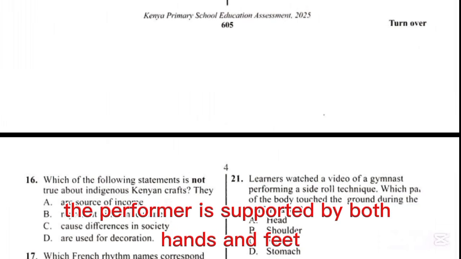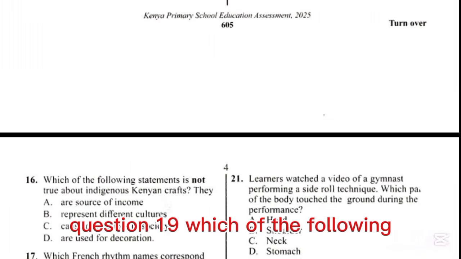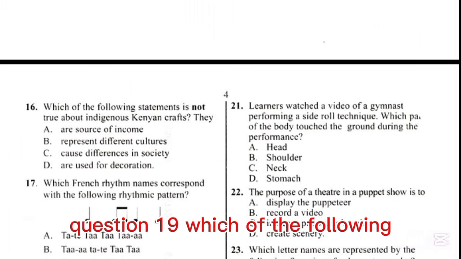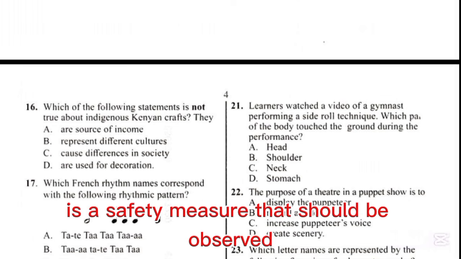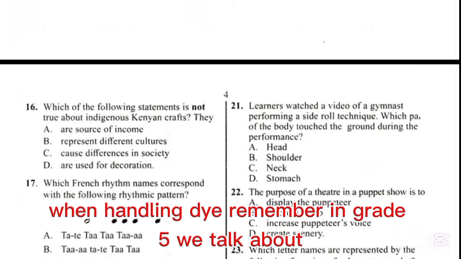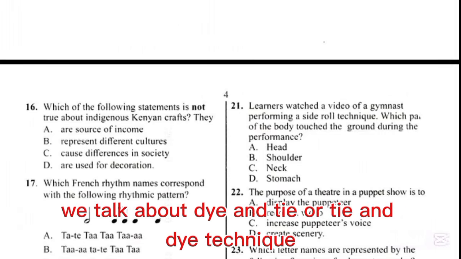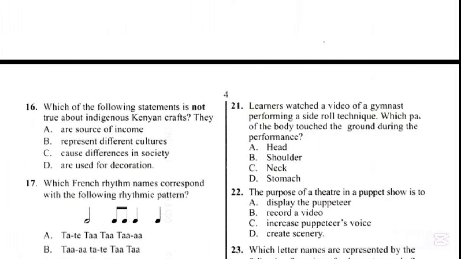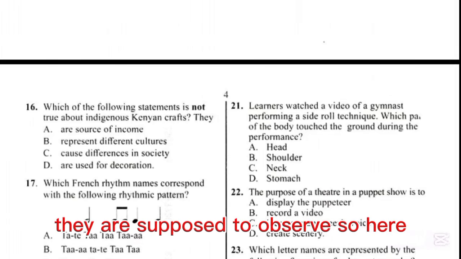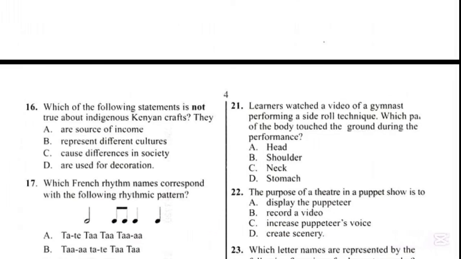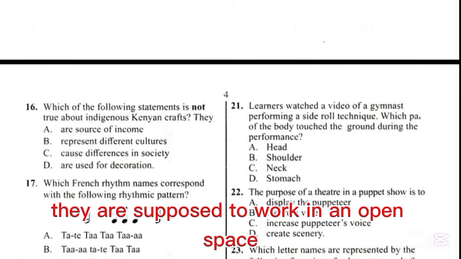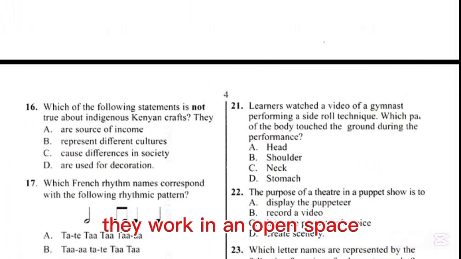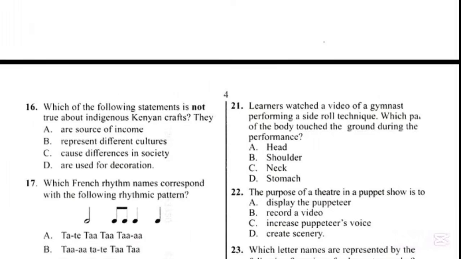The performer is supported by both hands and feet. Question 19. Which of the following is a safety measure that should be observed when handling dye? Remember in grade 5 we talk about dye and tie, or tie and dye technique. So when learners are handling dye, which are some of the safety measures they are supposed to observe? So here, they are supposed to work in an open space. They work in an open space.